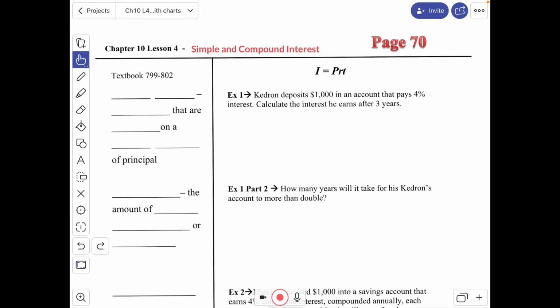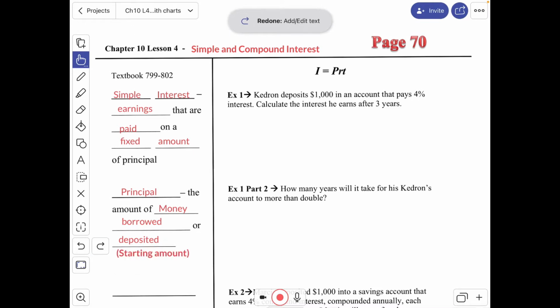Today we're covering 7th grade, Chapter 10, Lesson 4, Simple and Compound Interest. We've talked about simple interest already, so let's just review that. Simple interest is earnings that are paid on a fixed amount of principal. So every time you're earning interest on it, it's on the same amount. And remember, the principal is the amount of money borrowed or deposited.